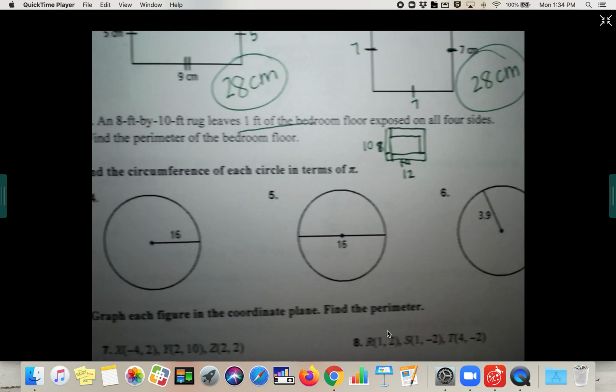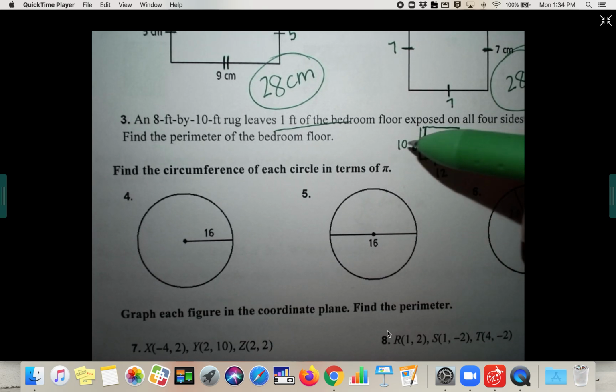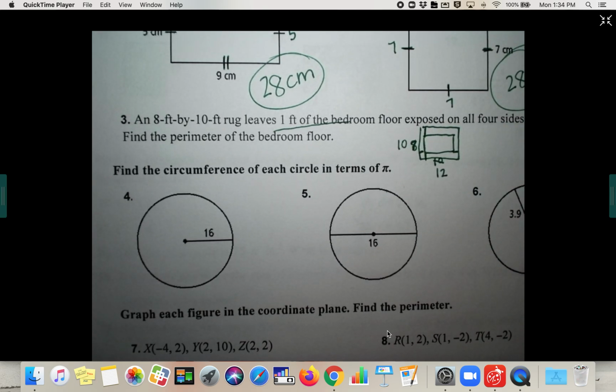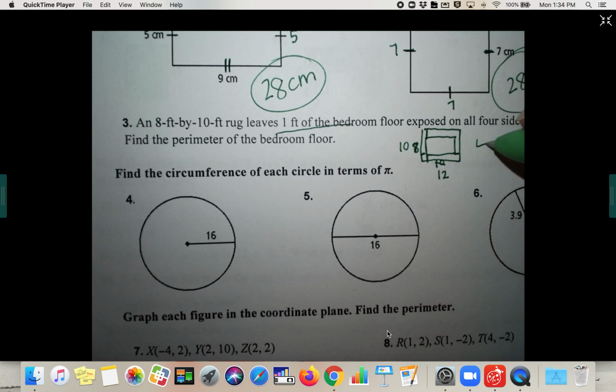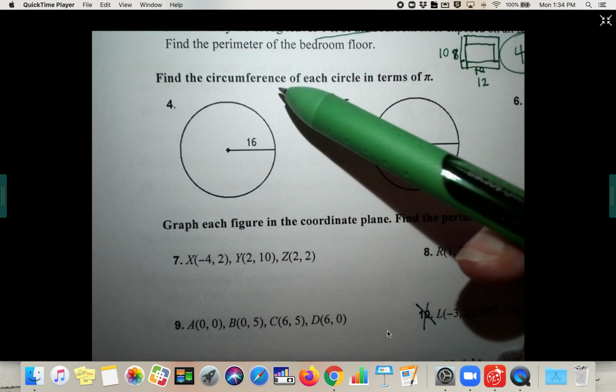Okay, so it says find the perimeter of the bedroom floor. So 12 plus 10 plus 12 plus 10. Just go ahead and feel free to use your calculator if you want. And it should be, I think, 44. Double check me on that. 44 feet of perimeter.